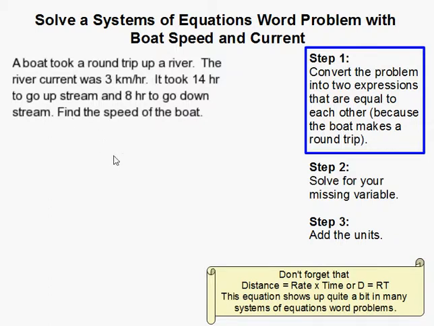A boat took a round trip up a river. The river current was 3 kilometers per hour. It took 14 hours to go upstream and 8 hours to go downstream. Find the speed of the boat.